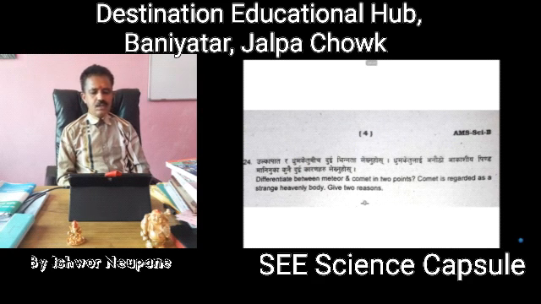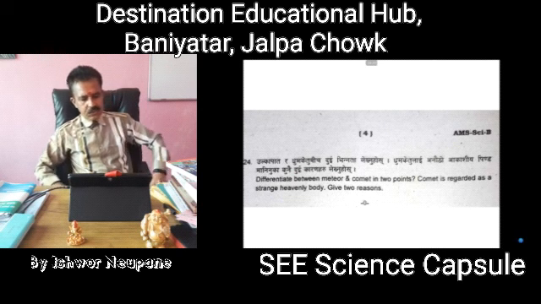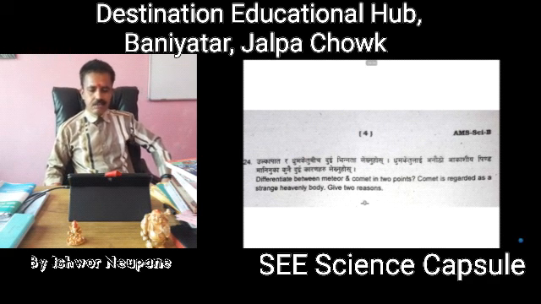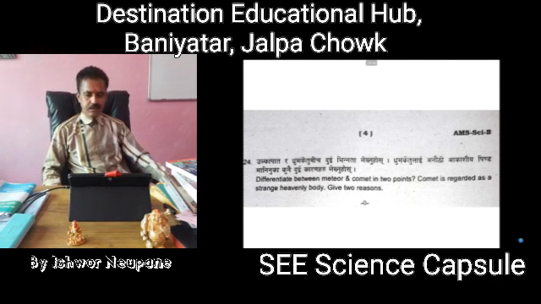Meteor does not revolve around the sun. Comet revolves around the sun. Okay, revolves around the sun.